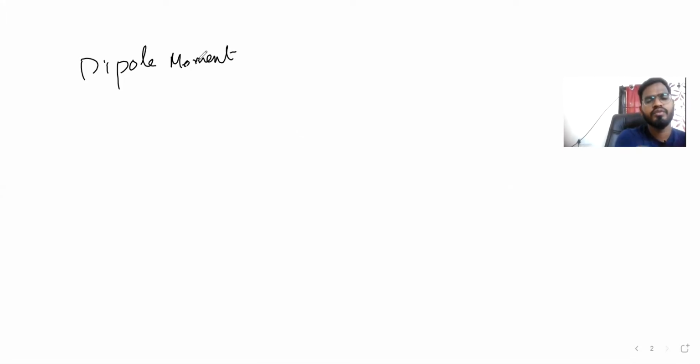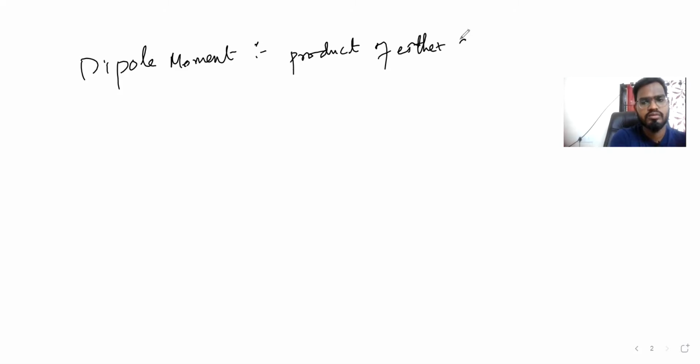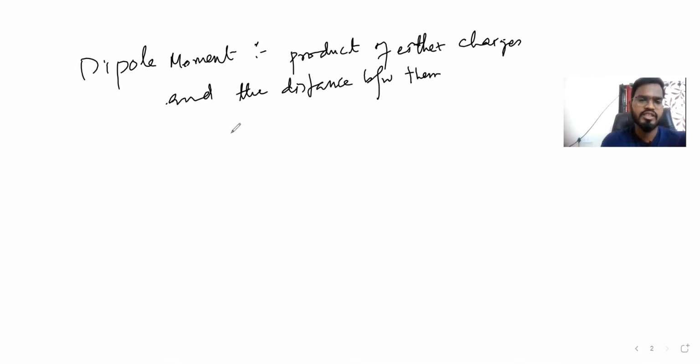Now the next topic which we are going to learn here is electric dipole moment. What is dipole moment? Product of either charge and the distance between them is known as dipole moment. So we have minus q charge and plus q charge, with distance 2a between them.